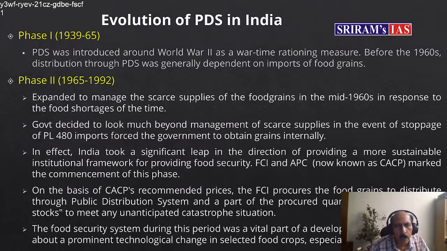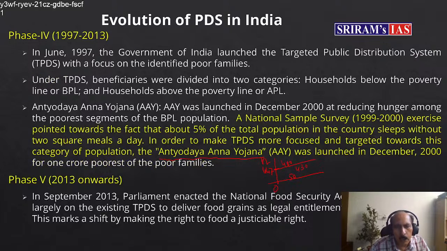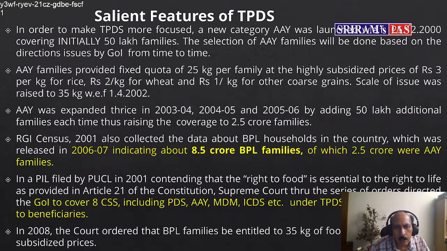And once the National Food Security Act was enacted, the categories of beneficiaries were converted into two. That is, AY families and the priority households. We call them priority households because not only BPL families are to be covered, but some families who are not BPL are also to be covered. Why? Because NFSA put the ceiling, that is, 75% of the rural population and 50% of the urban population need to be covered under NFSA. That's why the category earlier called BPL families is now called priority households.